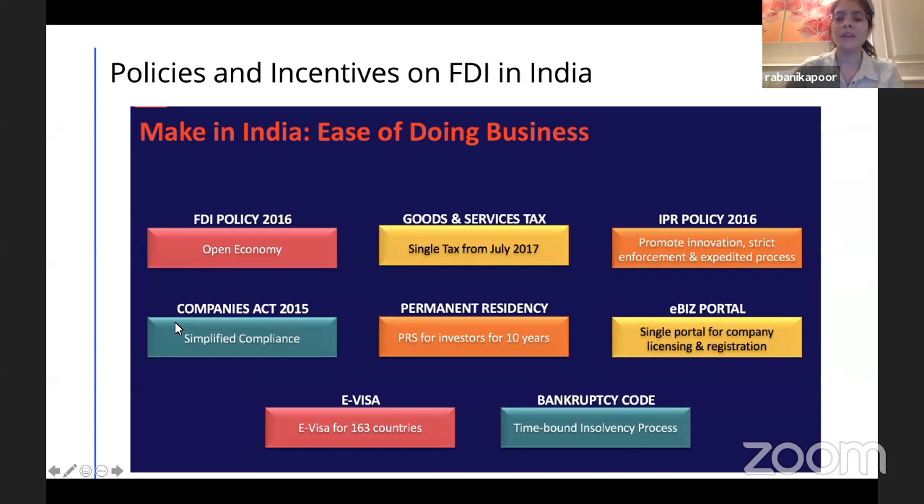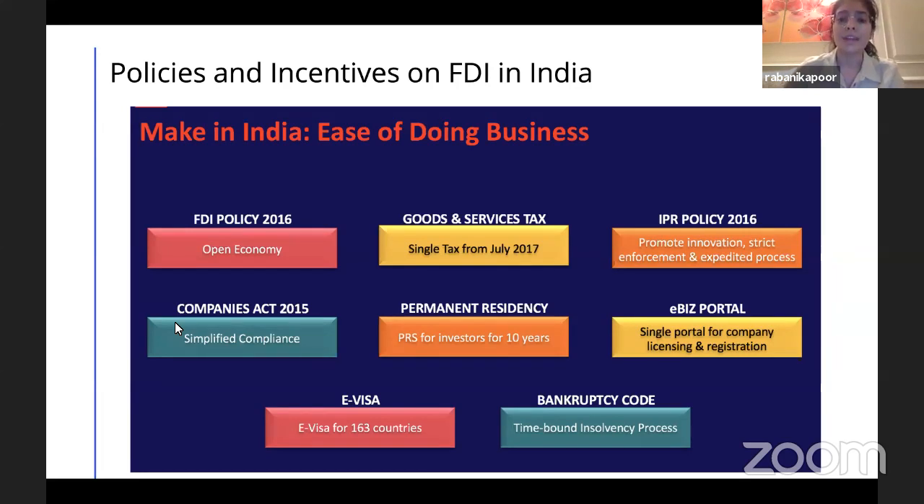So I'm going to speak on policies and incentives on FDI in India. So far, there have been approximately 15,000 procedures and policy revisions to make India an attractive destination option for FDI. Apart from those that are listed on the slide that is on your screen, there are some other noticeable ones that I'd like to highlight.